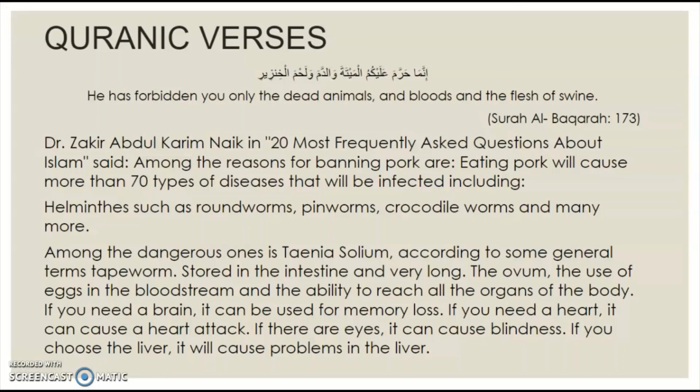The ova, the eggs, can enter the bloodstream and reach all the organs of the body. If it reaches the brain, it can cause memory loss. If it reaches the heart, it can cause a heart attack. If it reaches the eyes, it can cause blindness. If it reaches the liver, it will cause problems in the liver.